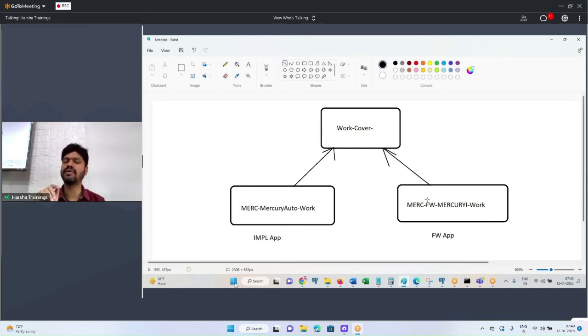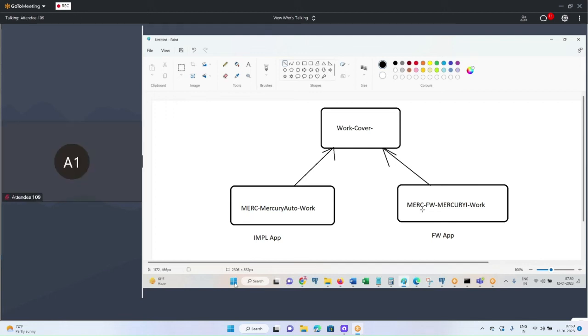Don't stop me in between. Okay, wait. Yes or no from the diagram? Framework transaction class can access the functionalities of work dash cover dash. From the diagram, you tell me, can implementation work class access the functionalities of framework work class? Implementation work class, yes. Can it access the functionalities of framework work? No. Yes or no?